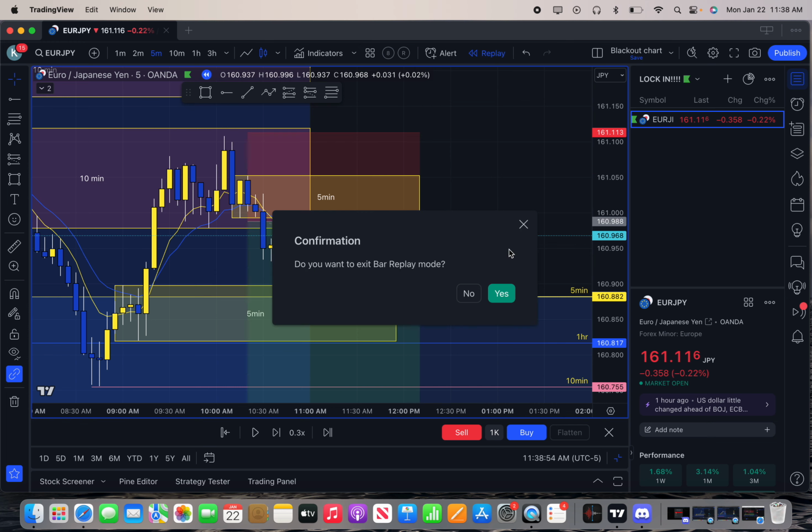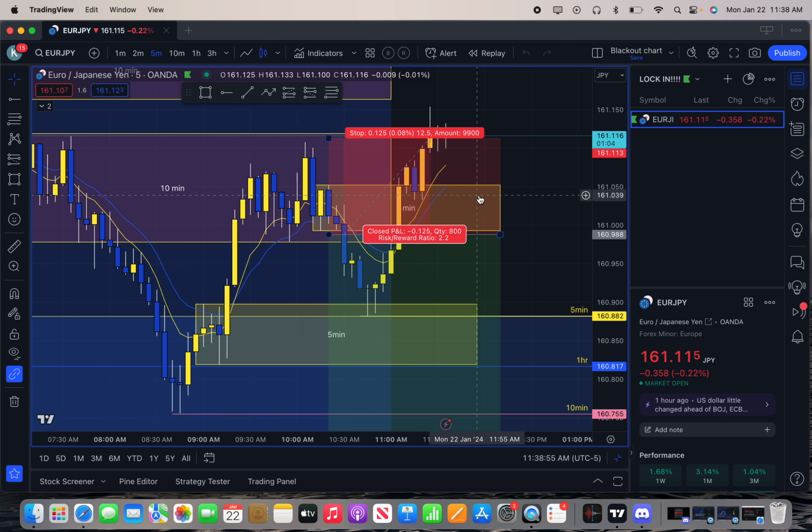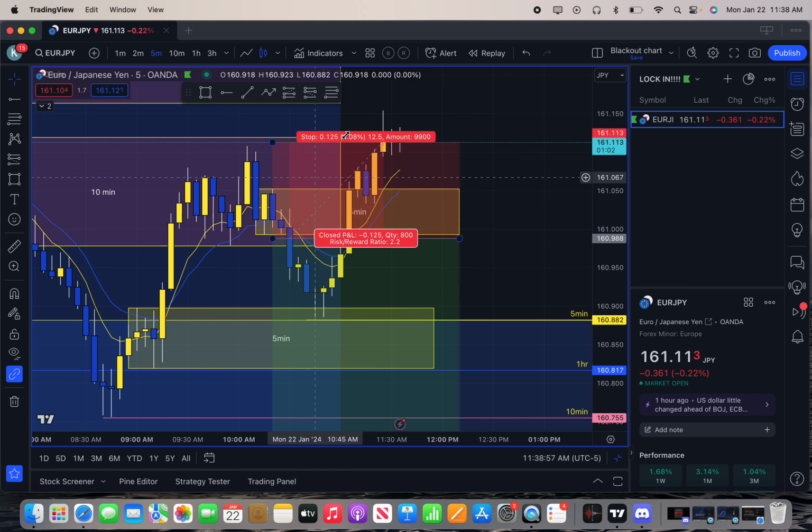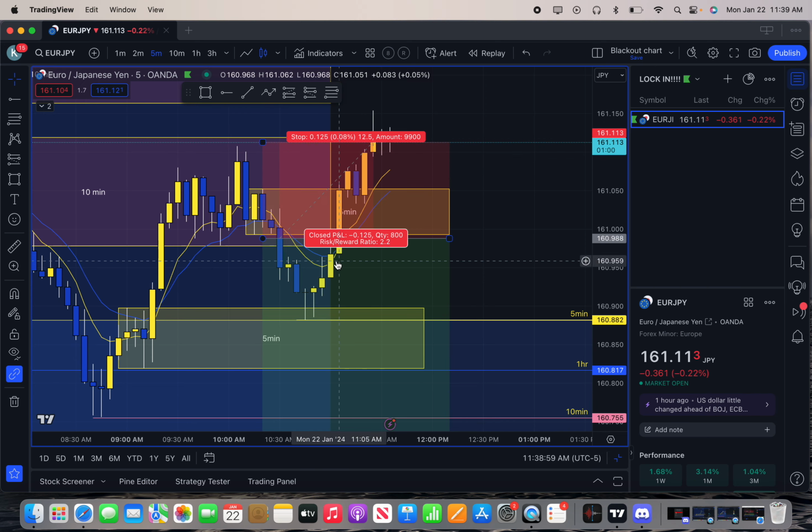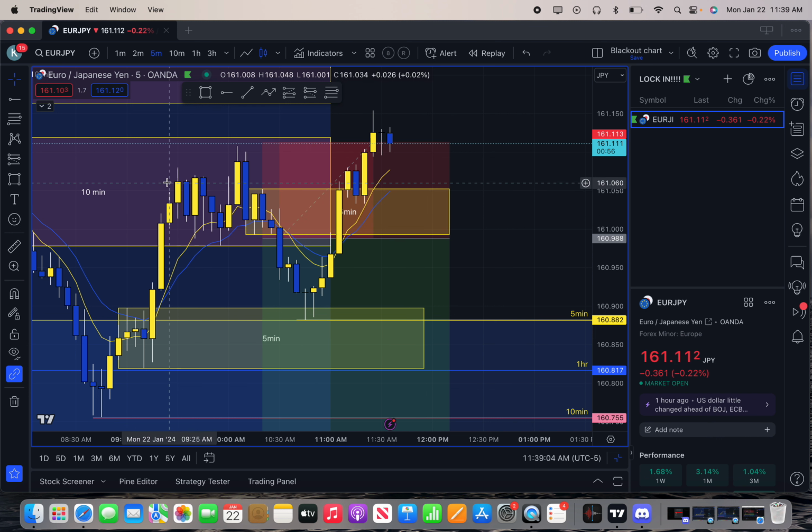So let me leave replay mode just to see what price has done so far. So look at this. We exited early right here. And if we hadn't exited early, guess what? We would have taken a full loss just like here. We exited early because of that. And if we hadn't, we would have taken two full losses today versus just taking two early losses.